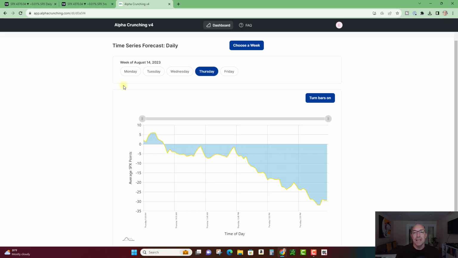Before the trading week begins, this tool is going to tell us what days could be bearish, bullish, or maybe even neutral. So when we think about selling credit spreads or day trading SPX options, we want to think about, do we want to go delta neutral? Do we want to go directional?